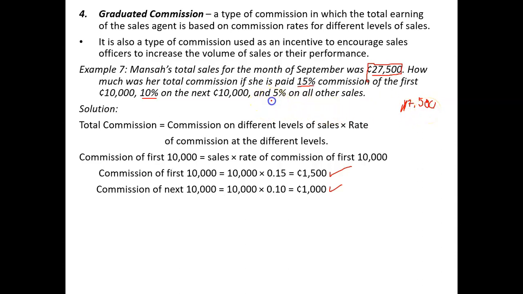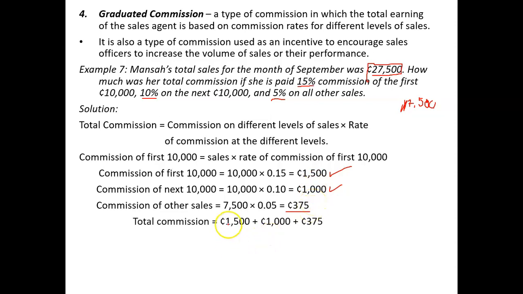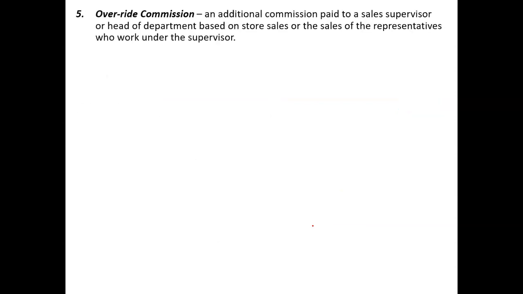And they said 5% on all other sales. So this is all other sales, 7,500. Let's find 5% of all other sales: 0.05 times 7,500, and that gives you 375 cedis. So to get the total commission, you add all these together: 1,500 plus 1,000 plus 375, and that gives you 2,875 cedis. I hope that's clear. Without wasting much time, let's look at the fifth one.